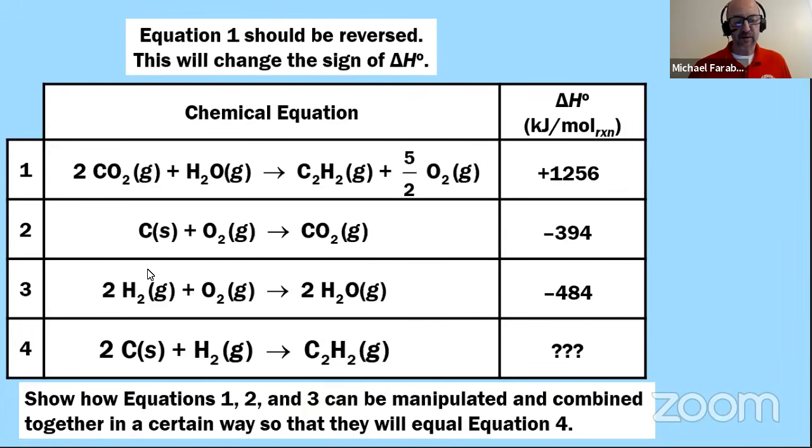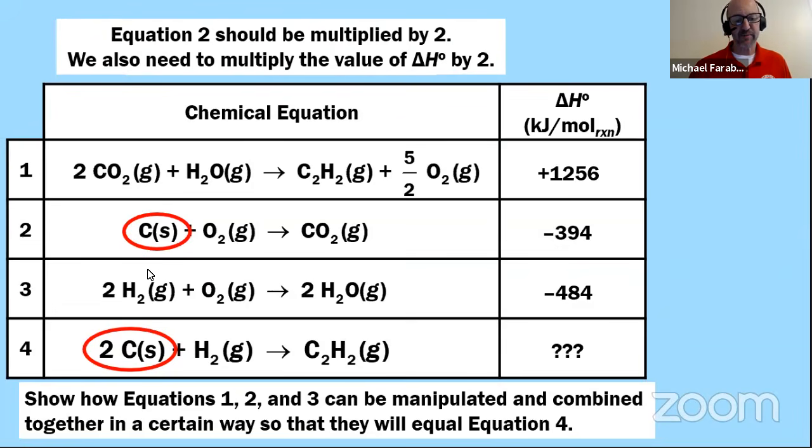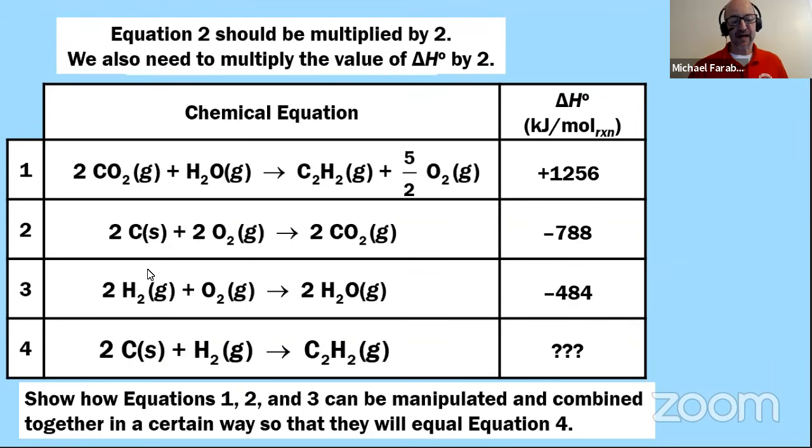Okay, there is carbon featured in equation 2, but unfortunately it's not the right coefficient. So I need there to be 2 moles of carbon in my target equation, equation 4. I'm going to have to take equation number 2 and multiply each and every coefficient by 2, which means that now the delta H will still be negative, but instead of negative 394, it's going to be twice that, so negative 788. So I multiplied each coefficient by 2 as well as the delta H.